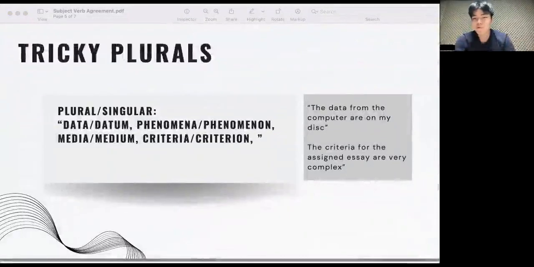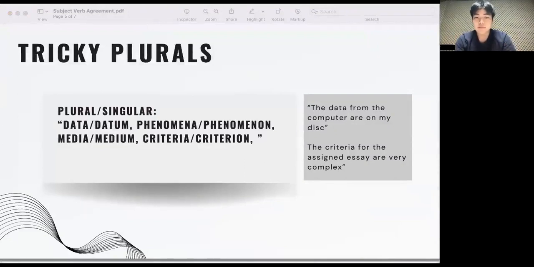Now, tricky plurals aren't as complex as tricky singulars, but still confuse some students. Tricky plurals are basically words that people assume to be singular simply because we aren't familiar with their singular counterparts. We can look at the 4 examples given here: data and datum, phenomena and phenomenon, media and medium, criteria and criterion. All of these are examples of words that are commonly and incorrectly paired with singular verbs.